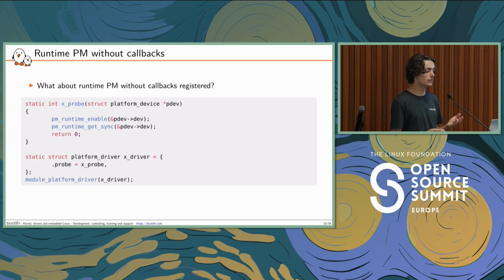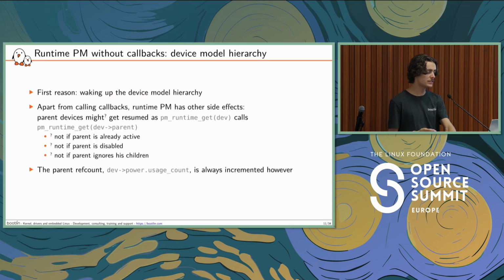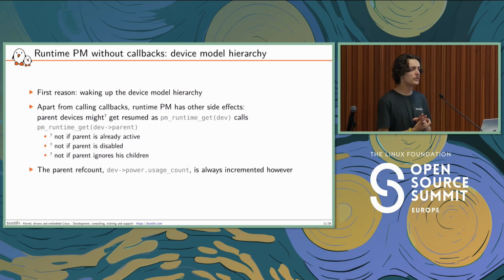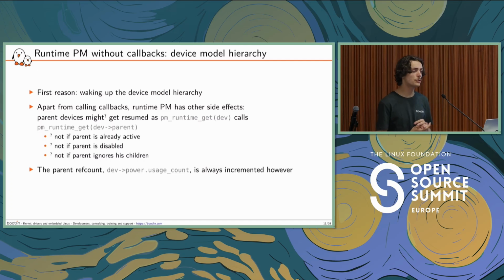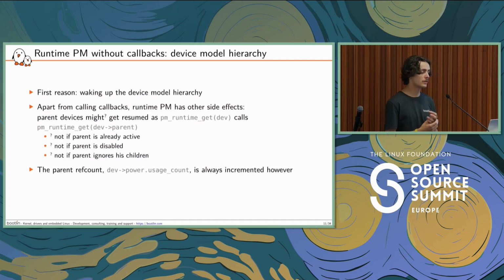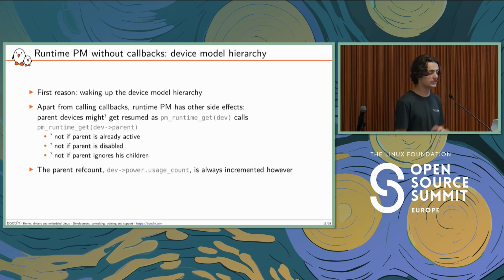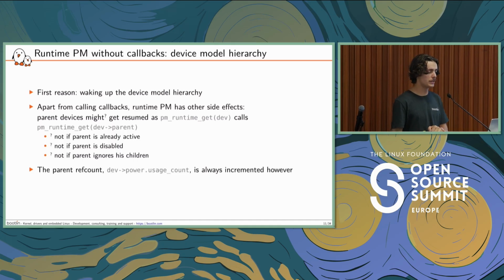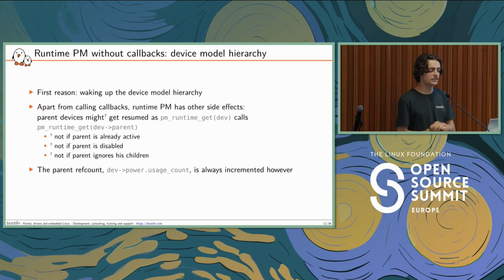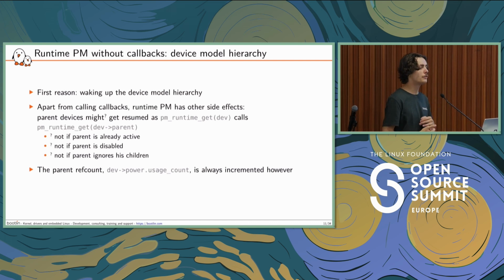So you do get_sync, and it ends up doing something. So what does it do? Well, we kind of covered the first thing it does: it makes sure that your parents are active. That's one thing that can be important. You wake up your device parents. So that's it being recursive. There are a few cases where you don't do it. If you want to go and read the runtime PM code, it is readable, but not always straightforward to understand.